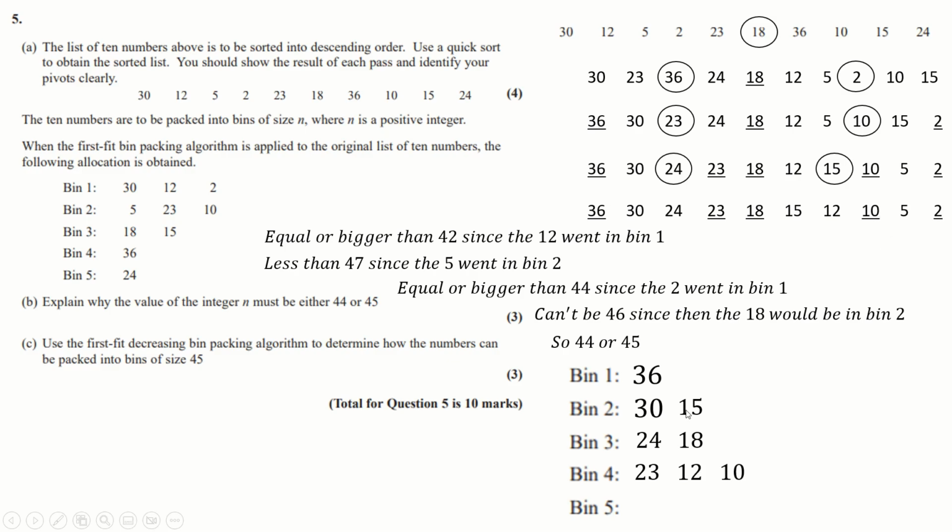The 5, now 36 plus 5 is 41, so that's good. And then 41 plus 2 is 43, so that's good. And we only end up using 4 bins. So it's sometimes more efficient to do decreasing first fit than just first fit. And we'll have the answer.